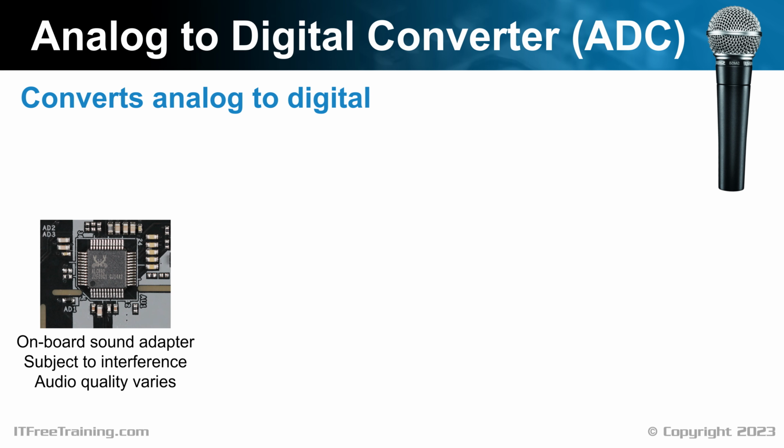The simplest solution is often to use the onboard sound adapter. Onboard sound adapters are generally very cheap to make, but their audio quality can vary. They are also subject to interference, as inside the computer there are a lot of electromagnetic fields. Motherboard manufacturers will attempt to place the audio chip away from electromagnetic fields. Some manufacturers will do a better job of this than others. If you are attempting to record quality audio, it is recommended not to use an onboard sound adapter.